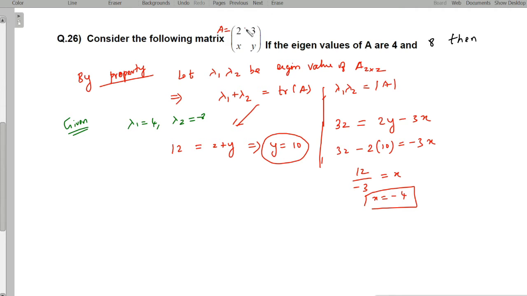Similarly, if you take the determinant, the determinant of this matrix is 2y minus 3x equal to lambda 1, lambda 2. That means 32. So if you equate and substitute the y value in this expression, you may get x equal to minus 4.